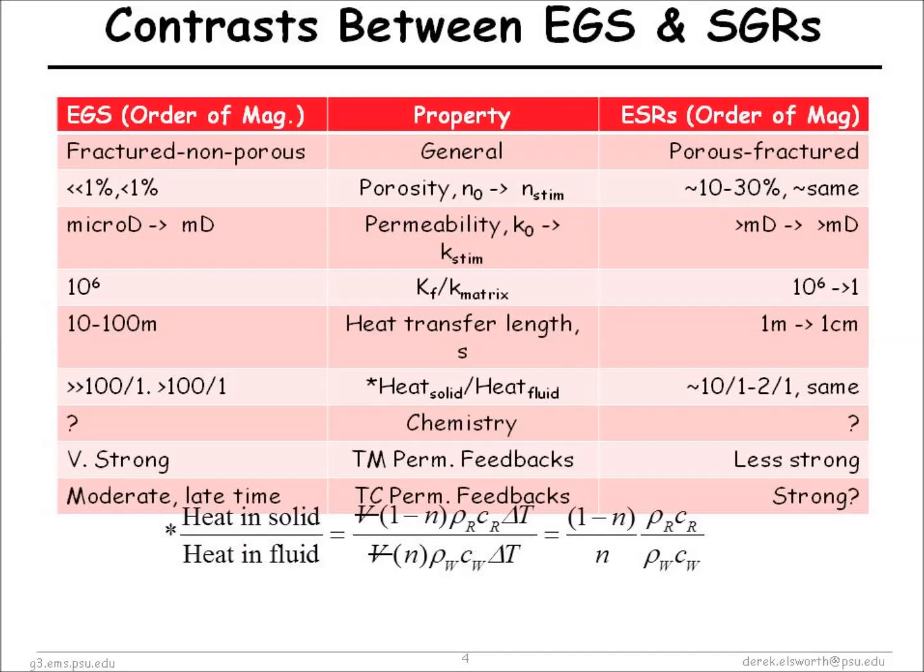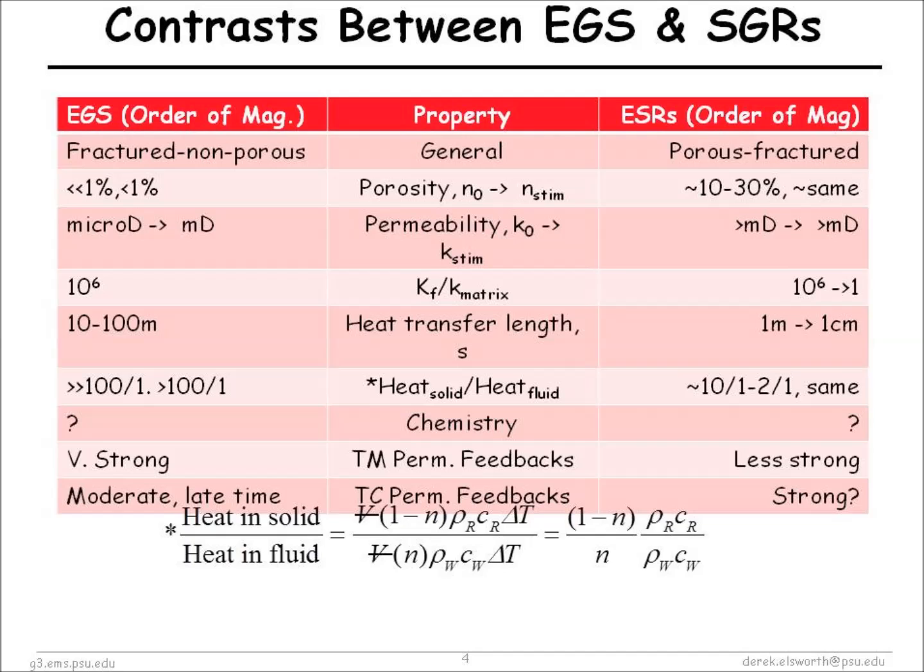The ratio between matrix and fracture permeabilities is huge in crystalline basement, and in porous rock, of course, it's 1, and this is one of the key parameters. The heat transfer lengths from blocks might be large, as Martin was talking about yesterday. In sedimentary aquifers, they could be grain scale, so they could be millimeter scale, depending on your sweep.